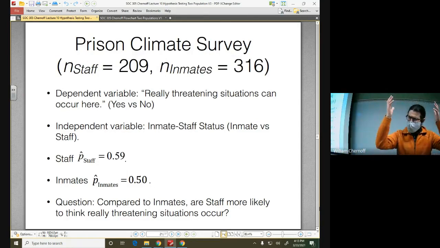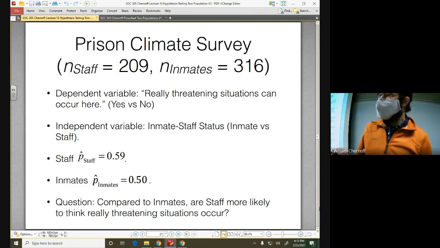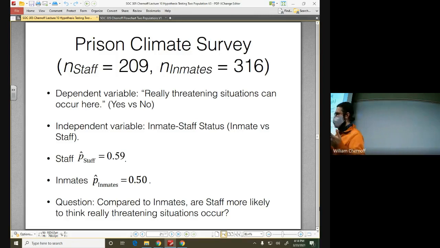So let's consider a different example. We might consider something from the prison climate survey. I went to correctional facilities across the state of Kansas, and I surveyed inmates and staff members. And I asked them this question: do you think that there are really threatening inmates in this facility? They were able to respond with either a yes or a no.